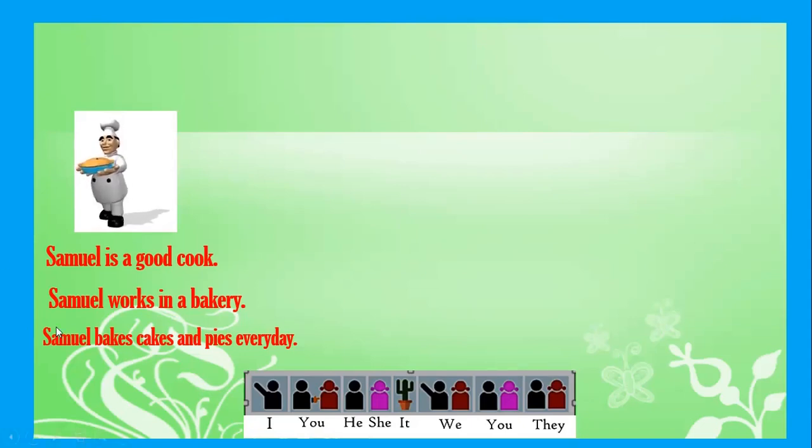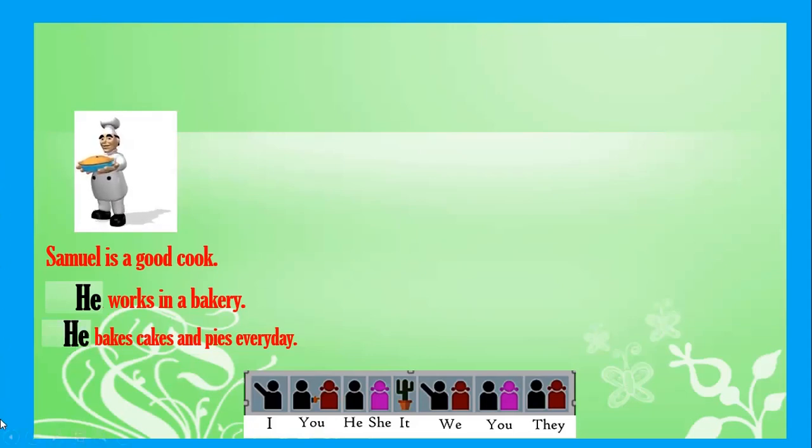Now, we know that Samuel is a male. So in the second sentence, we can replace the name Samuel with the word or pronoun he. Same goes for the third sentence. In the place of the name Samuel, we use the word or pronoun he.